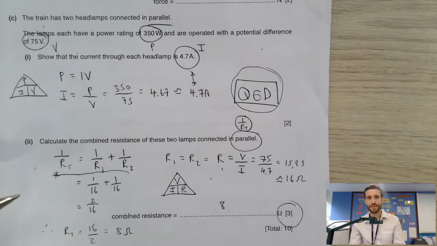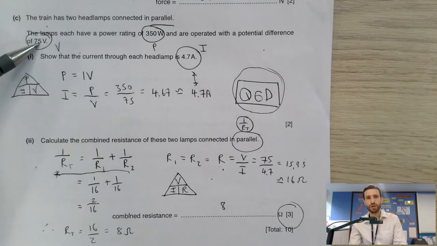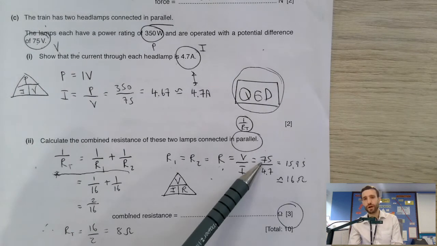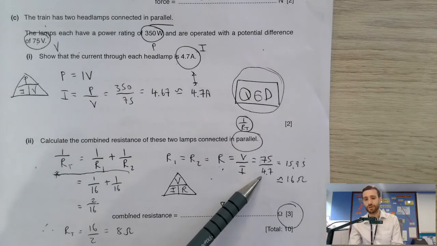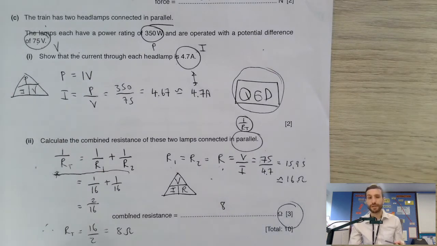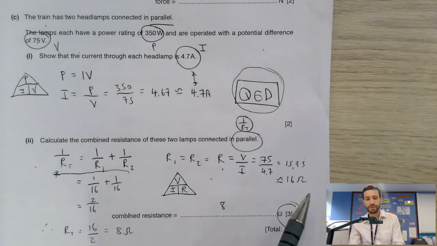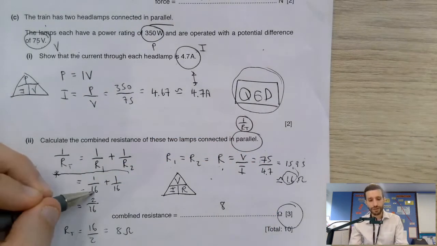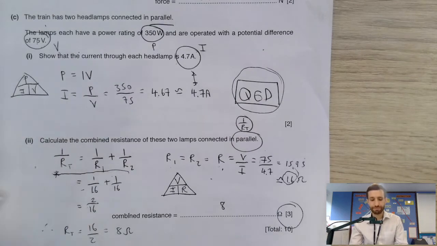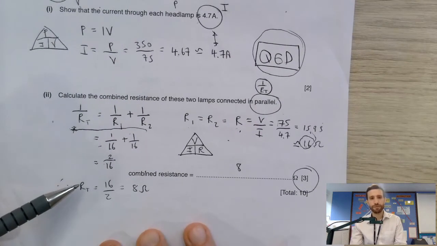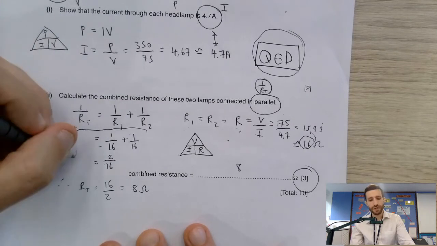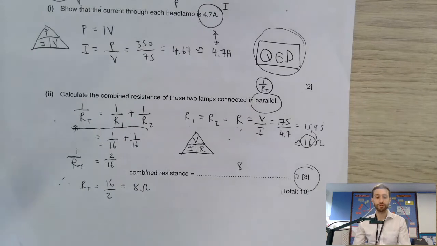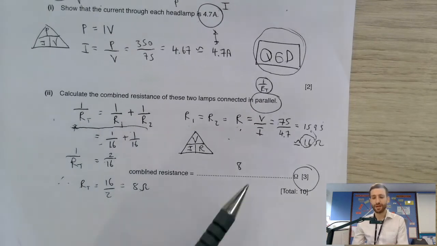Do I know the potential difference? Yes, it's up here, it's 75 volts. Do I know the current? Yes, it's 4.7 amps. And so therefore I can work out the resistance of each of those lamps individually, 15.95, which is basically 16. I then take this number and plug it right back in over here. 1 over 16 plus 1 over 16, 2 over 16. I then need to remember to flip it. If 1 over RT is 2 over 16, then RT is 16 over 2. 16 divided by 2 is 8 ohms.